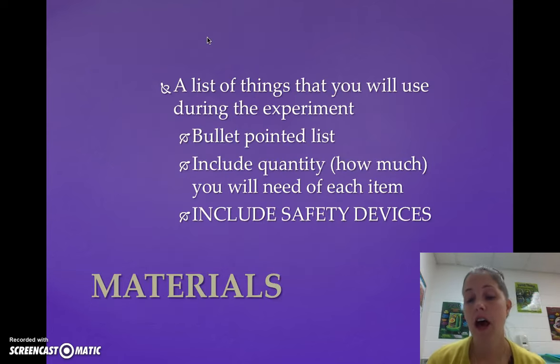Okay, materials. As a part of your procedure and methods, you need to list your materials, and this is just a bulleted list, and this is going to include how much you want of each item or how much you're going to use or need of each item, and it should always include safety devices. So if you know you're going to need gloves, you need to make sure you write down how many pairs of gloves. If you know you're going to need an apron, you need to write down your apron, stuff like that.